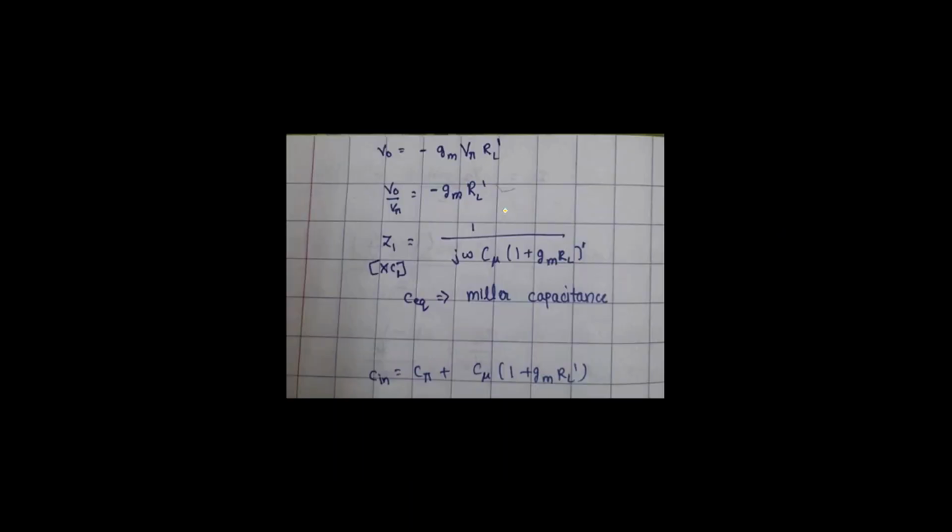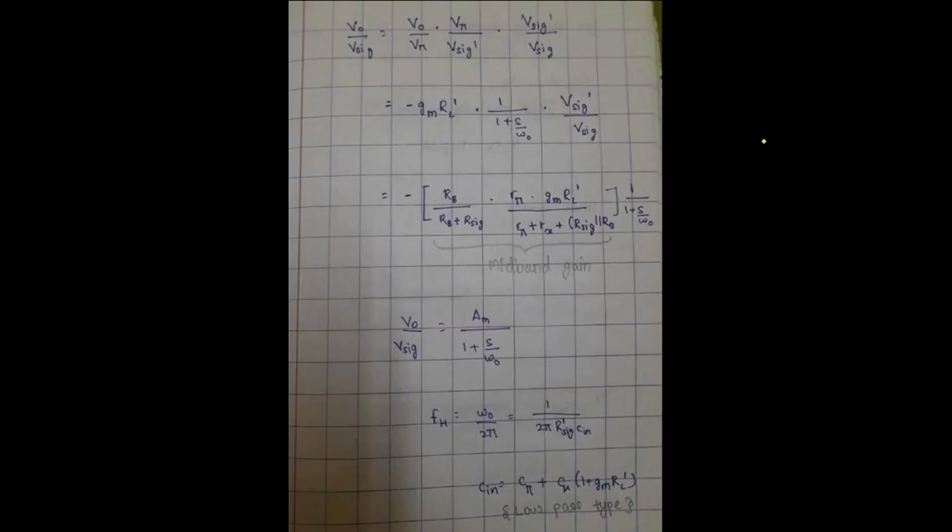Okay, so now we need to find the voltage gain, which was supposed to be VO divided by V signal. To find VO by V signal, we already found a relation of the V output with V pi. So like I said at that time, we need to find a relation of V signal with V pi so that we can directly relate both of them.